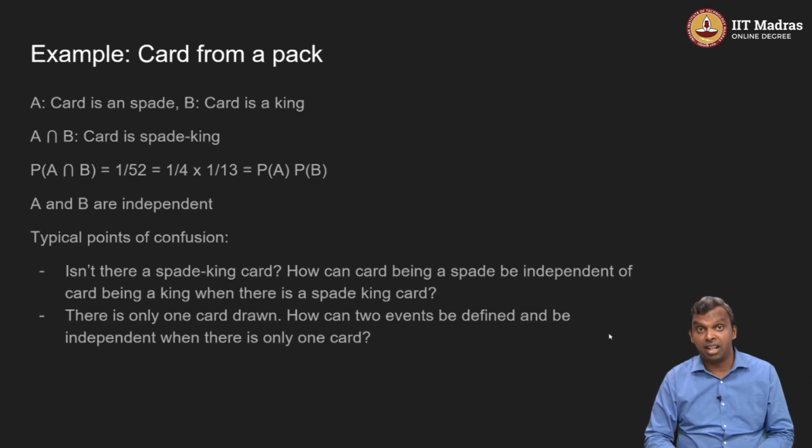There is an intersection, right? The card is a spade king, right? There is a spade, and the card is a king, so the spade king is there. So the probability of A intersect B is 1 by 52, that's 1 by 4 into 1 by 13. And right away you see that's equal to P of A into P of B, right?